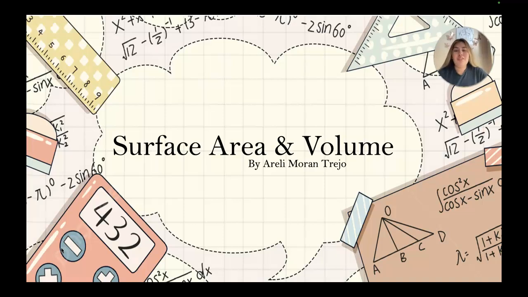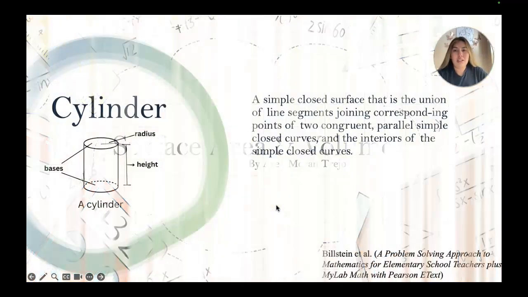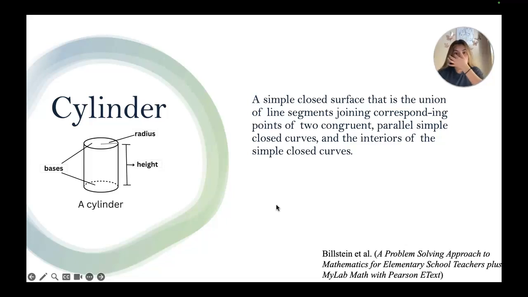Hello, today I'll be going over surface area and volume. So today my main focus will be on the cylinder. The definition of a cylinder is a simple closed surface that is the union of a line segment joining corresponding points of two congruent parallel simple closed curves and the interiors of the simple closed curves.